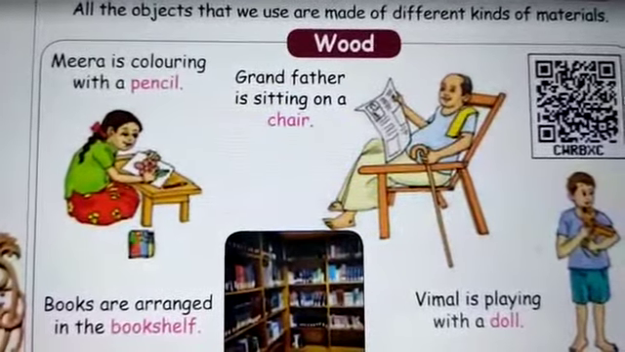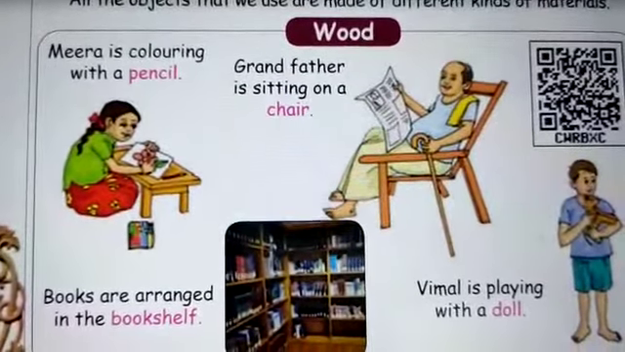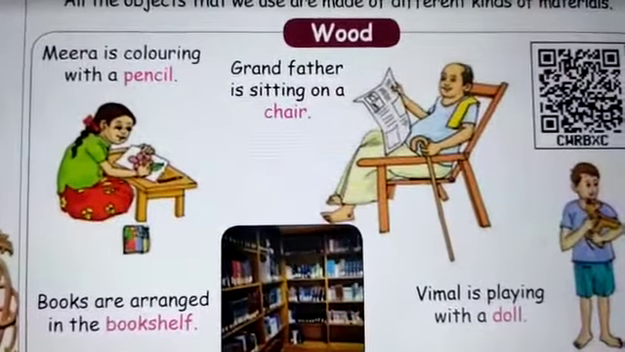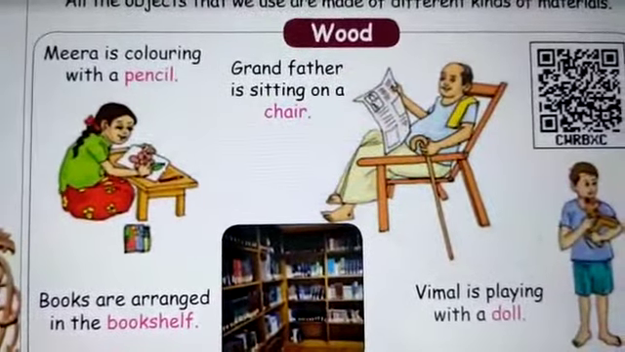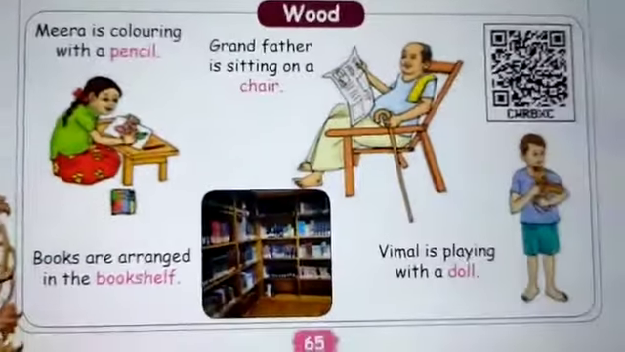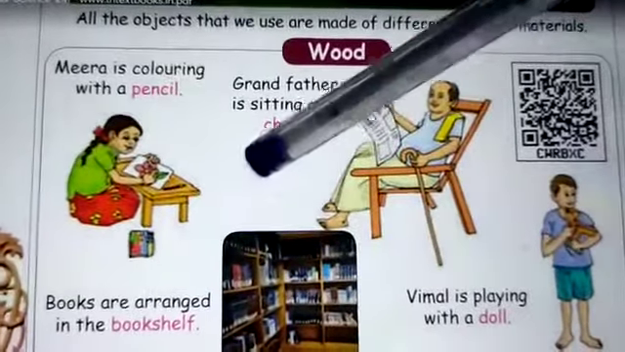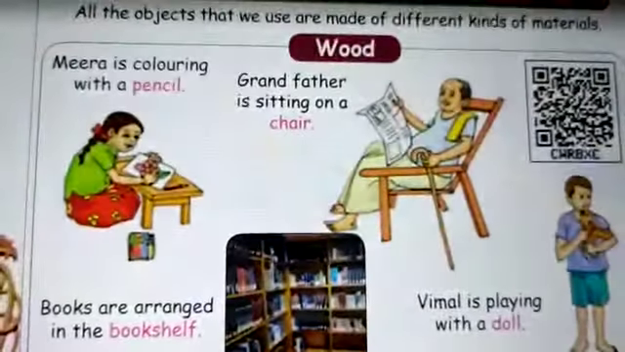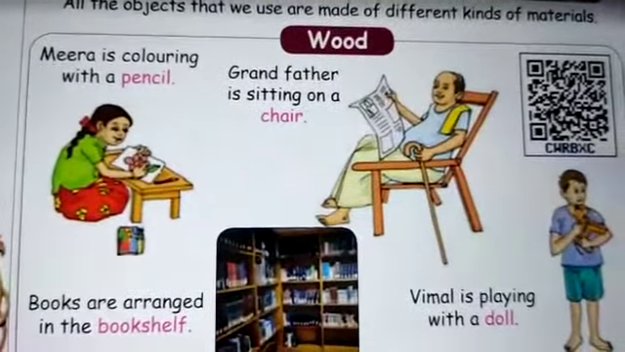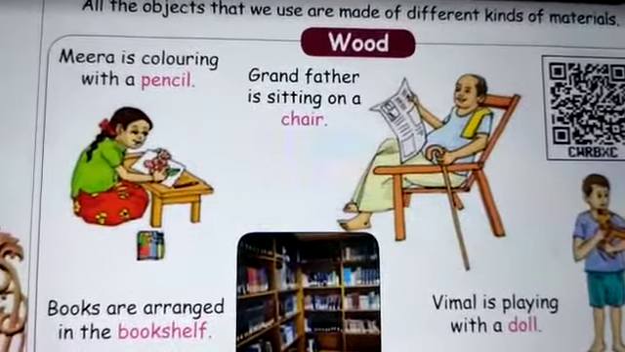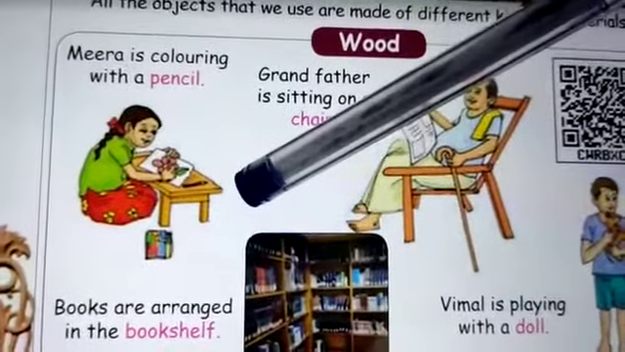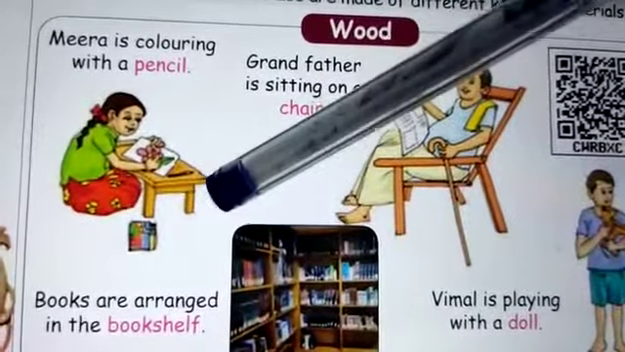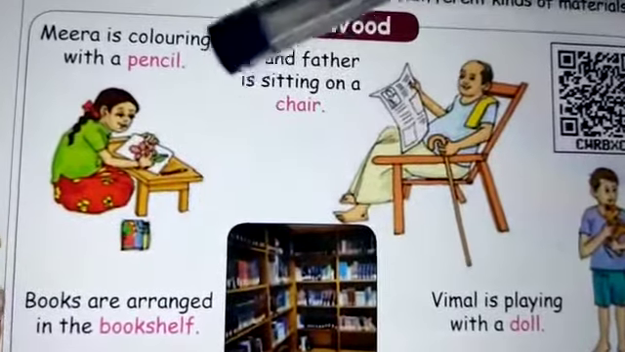Different kinds of material means what? Yes, wood, iron, bricks, sand, etc. Here we are going to see about wood. See, she is writing. Meera is coloring with a pencil. The pencil is also made of wood. She keeps her pencil and notebook on a table. This table is also made of wood.